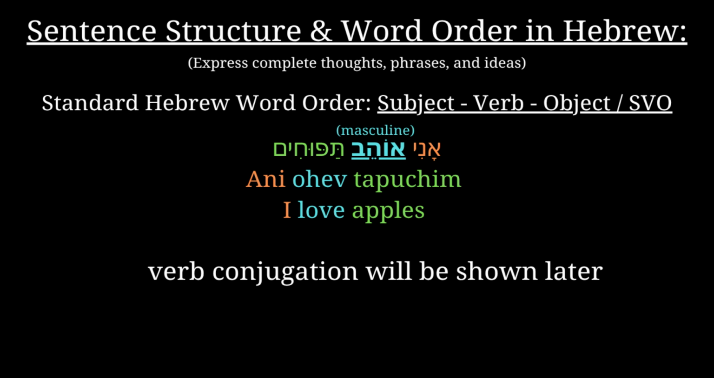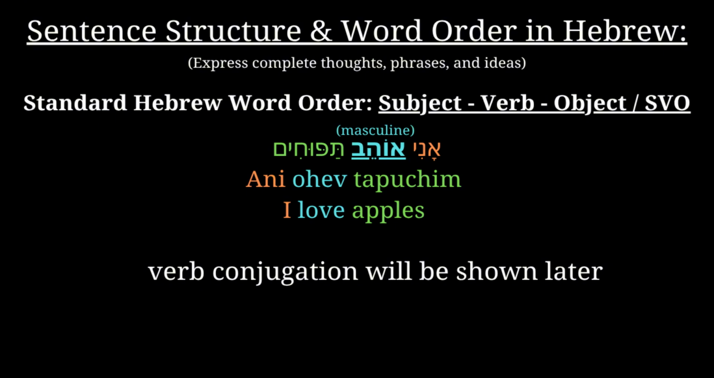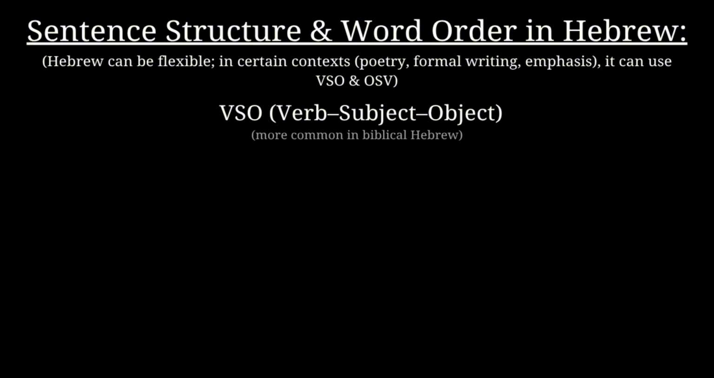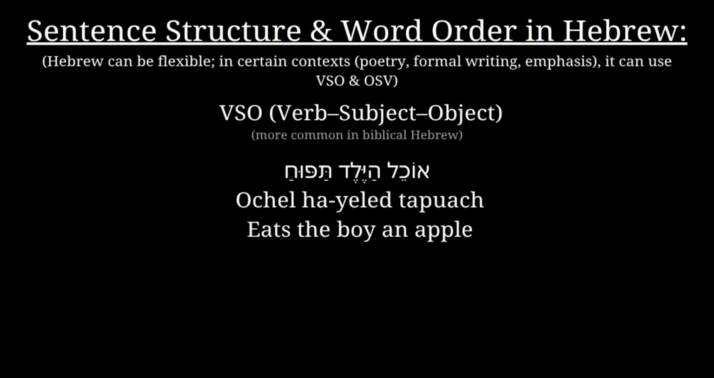we can use some conjugations to understand sentence structure. This is the standard sentence structure and its word order, SVO. However, sometimes Hebrew can be flexible, and in certain contexts, like poetry, formal writing, or emphasis, it can also use VSO, verb, subject, object. This structure is more common in biblical Hebrew, like saying, Ochel hayeled tapuach. Eats the boy an apple.